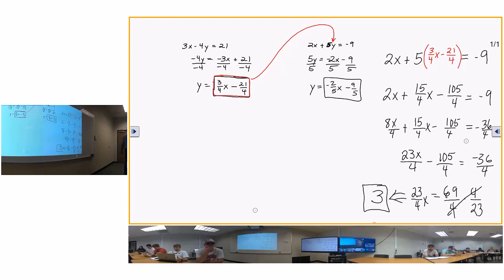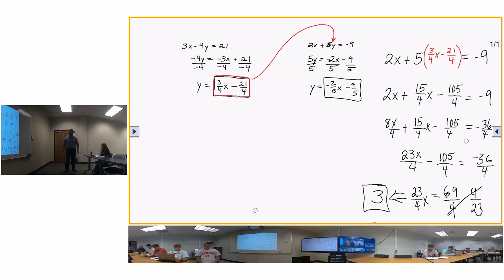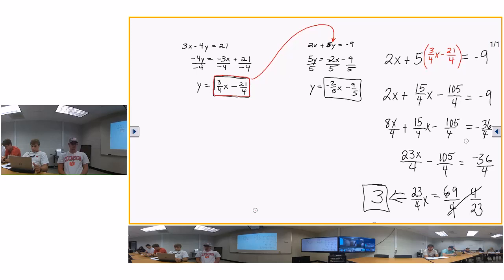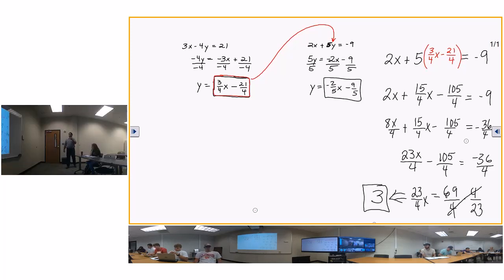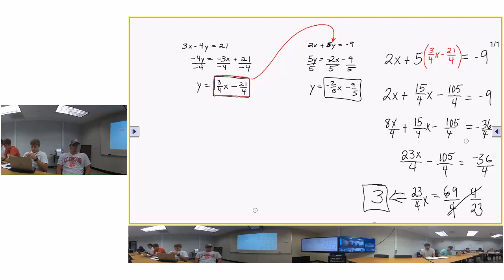Now take that and plug it back into whichever one you want to for y. And that's how you use substitution. So you've got 3 ways: graphing, setting equal to each other then back substituting, and substitution then back substituting. So let's do elimination.